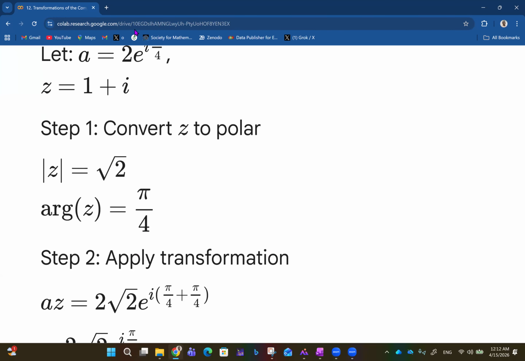So if you convert it back into the rectangular form, that step has been jumped, but I'll try to do that. So you have 2 root 2 e^(iπ/2). That's more like having 2 root 2 multiplied by cos π/2 plus i sin π/2.